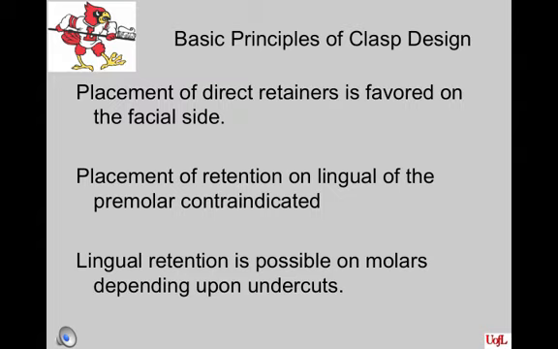Placement of direct retainers is favored on the facial side, but contours are not always present for that placement. Placement of retention on the lingual of a premolar is contraindicated because the length mesiodistally is compromised and the arm will be short and therefore will lack flexibility. Also, if an arm is placed on the lingual of a premolar, then the framework must dip down and may present a food trap. There's often not enough room to dip down and still have a strong major connector due to the depth of the functional floor of the mouth. The lingual retention is possible on molars because of their length, and it usually depends on the position of the undercuts.